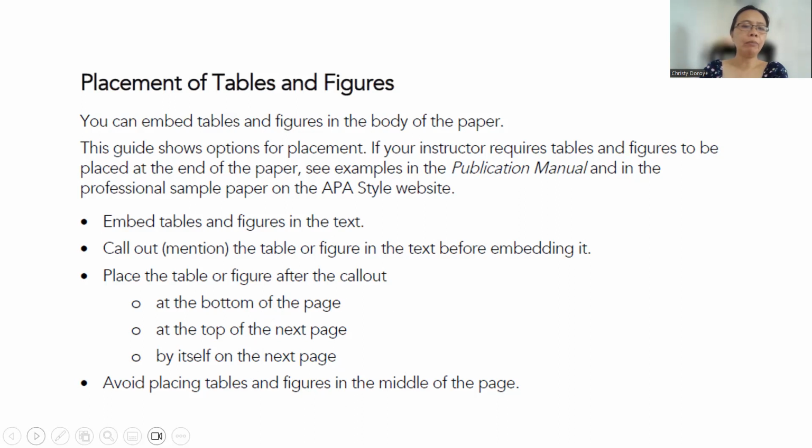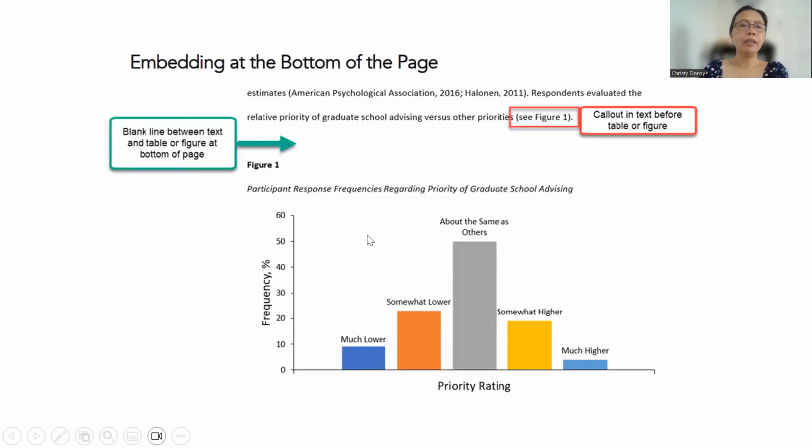So we have an example here of embedding at the bottom of the page. You can see here the callout before the figure. The callout is in parentheses. Then there's a blank line in between, and then you start placing your figure or table. This is the bottom of the page.